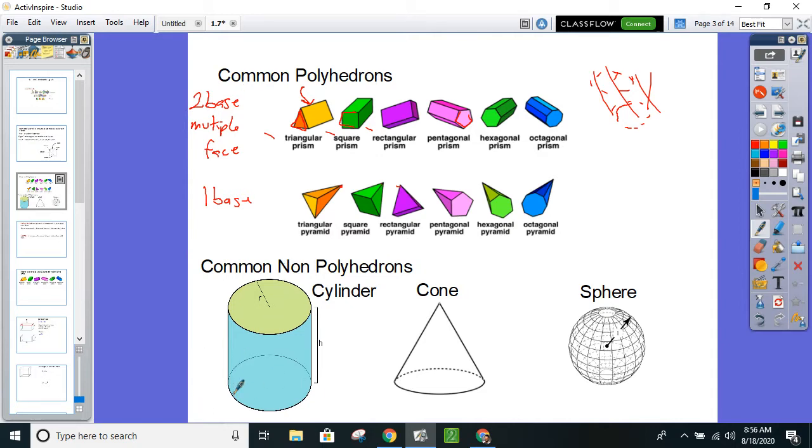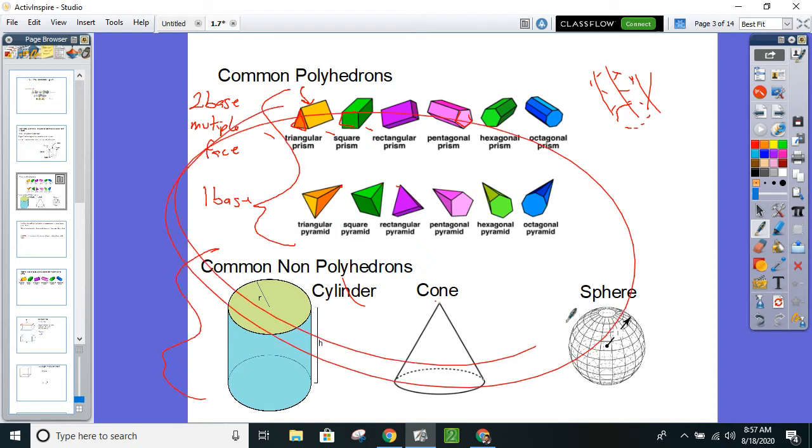These right here are common non-polyhedrons. Why? Anyone want to take a random guess? Similar to a circle, they have no sides. There are no sides to this sphere. There is a point here, so we do have a vertex, but here we have no vertex. We do have 2 bases, but then all the rest around, there are no sides. So these are the main ones that we'll deal with right here. All right, let's go through this.